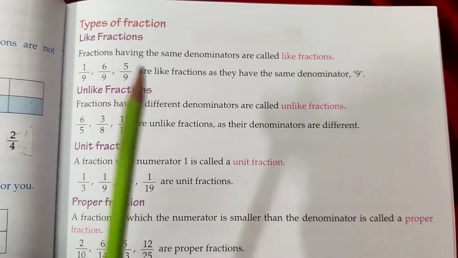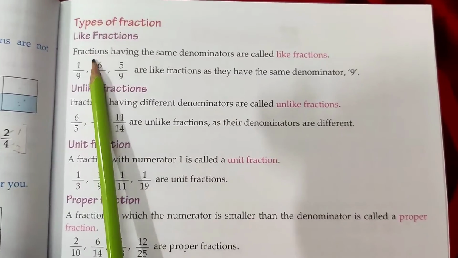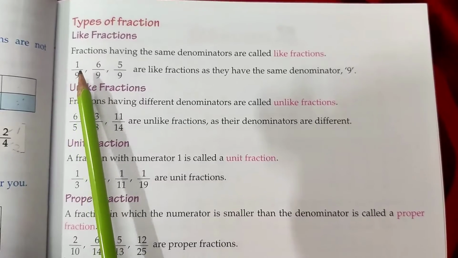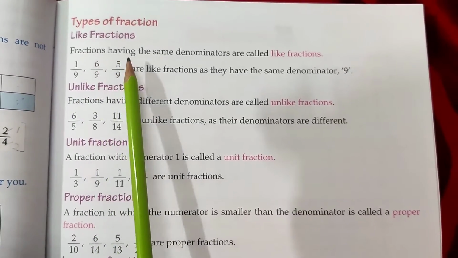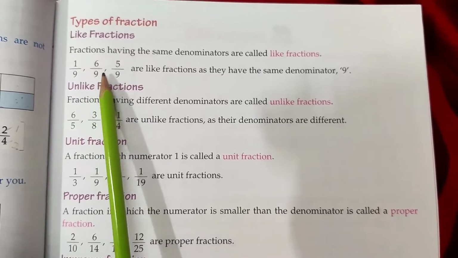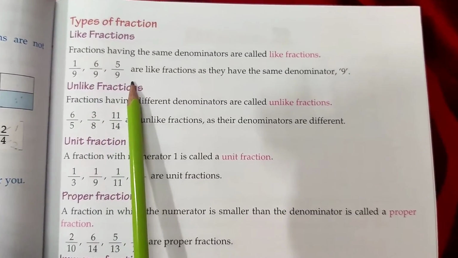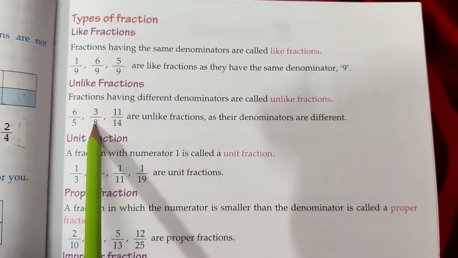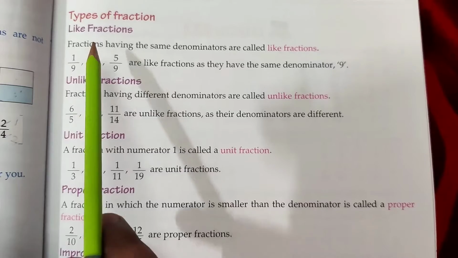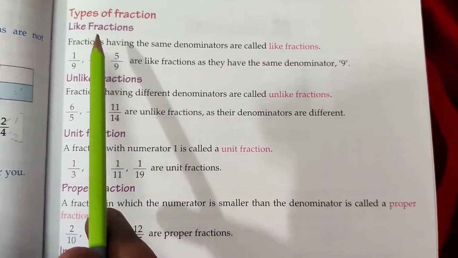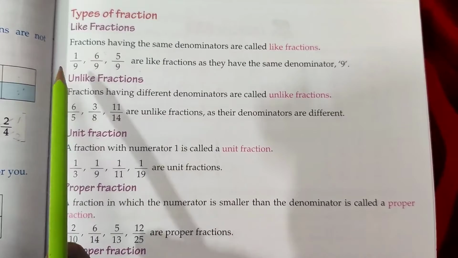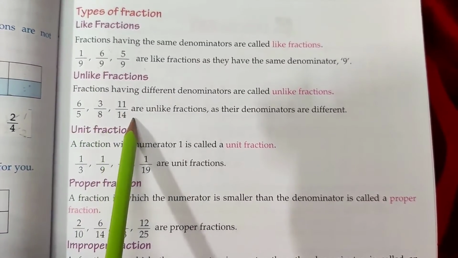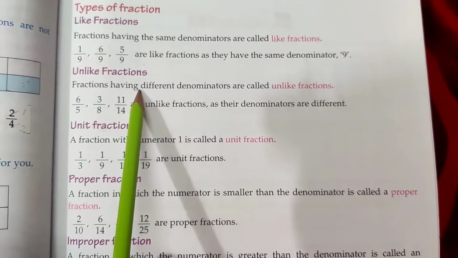Now some types of fraction. First is like fraction. What is like fraction? If the fractions are 1 upon 9, 6 upon 9 and 5 upon 9, the denominator is the same in all the fractions, so they are called like fractions. Now unlike fraction. The fractions which have the same denominator are like fractions, but if we don't have the same denominator, then they are called unlike fractions.